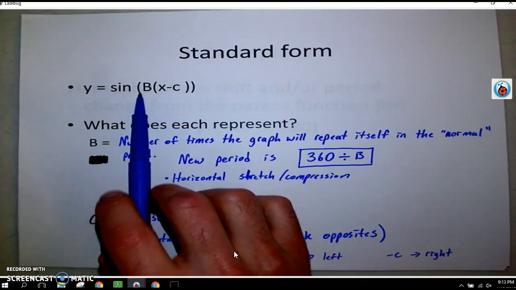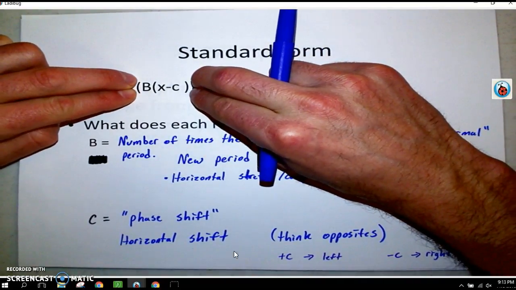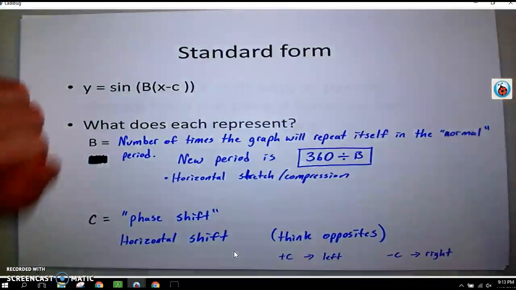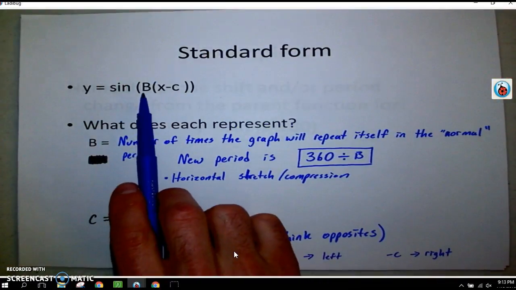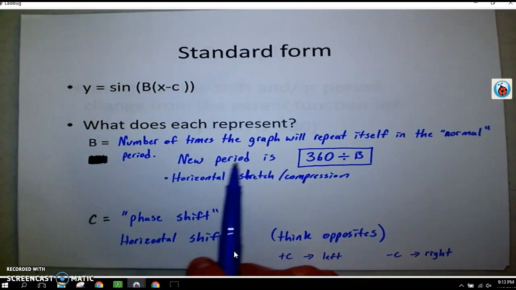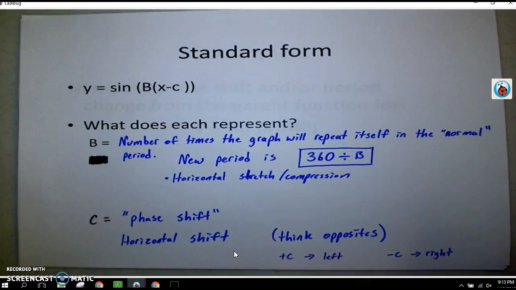So this time it's both going to be kind of inside the trig function, if you will. All of these values in here, we're taking sine or cosine of that. So what b is going to represent is the number of times that the graph will repeat itself in the normal period. And it's essentially going to change the period of my function.